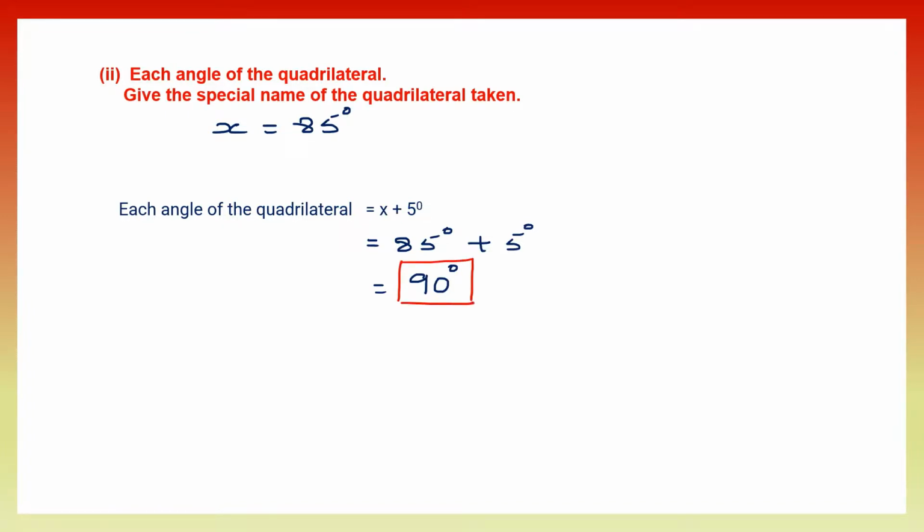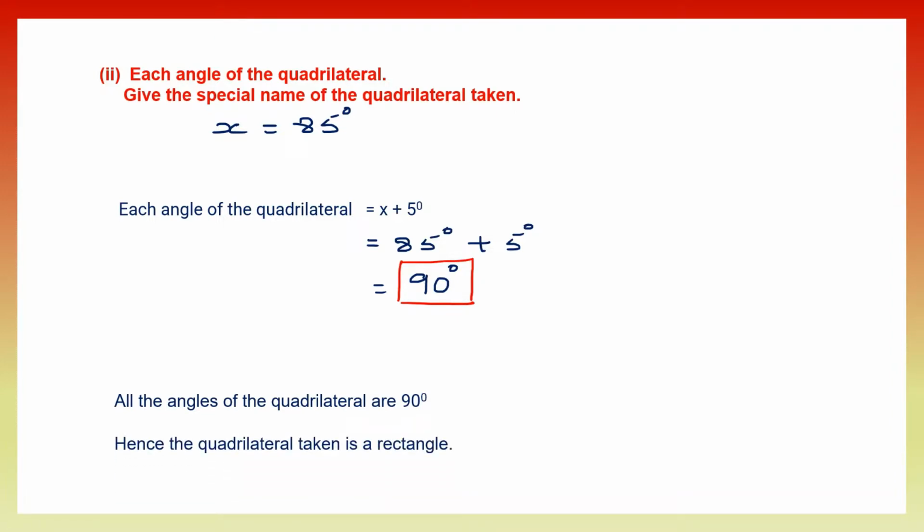Now we have to give a special name to this quadrilateral. So all the angles of this quadrilateral are 90 degrees. Hence, the quadrilateral taken is a rectangle.